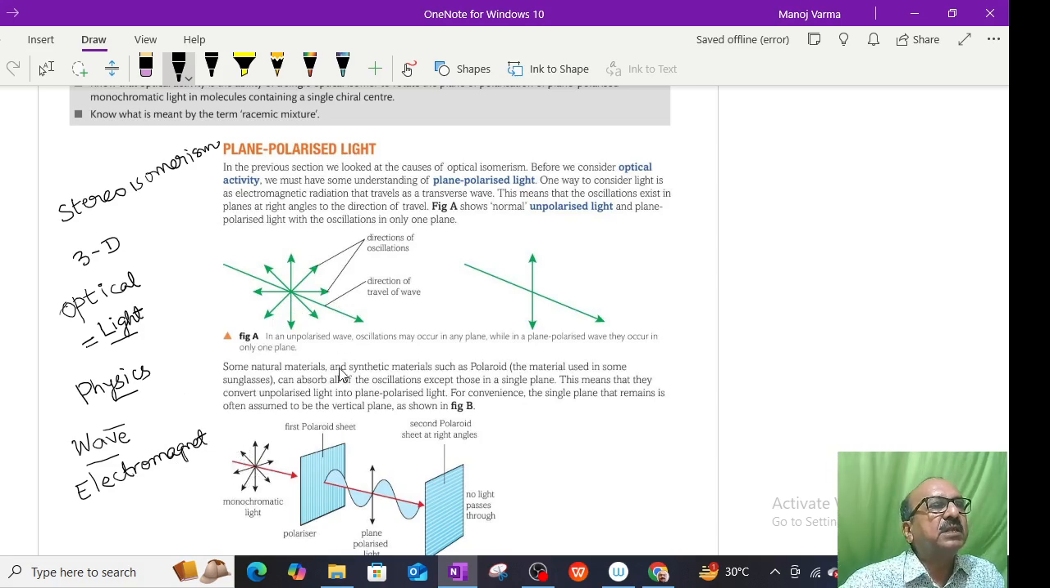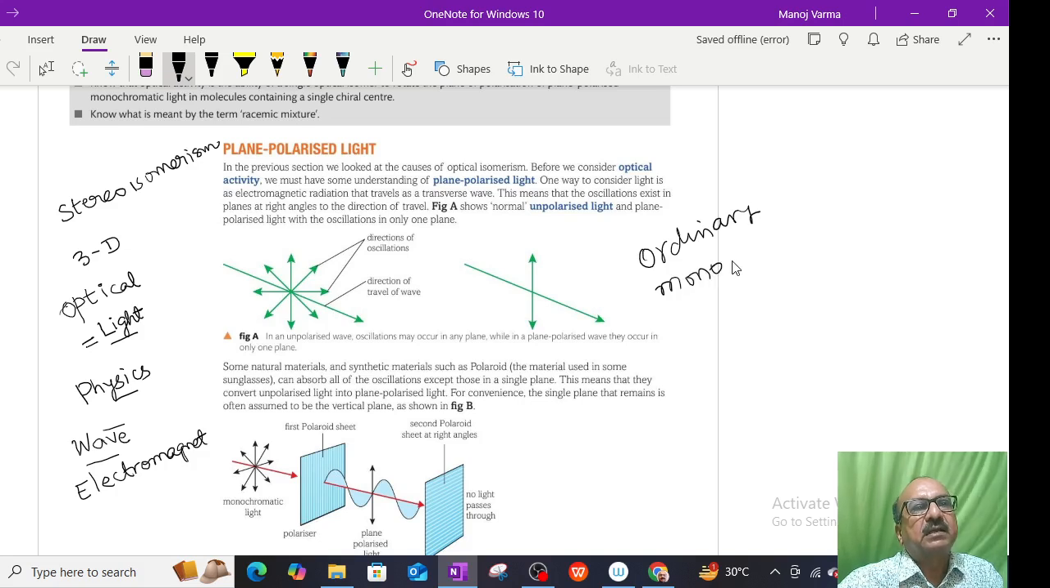And when you consider an ordinary light, and particularly the monochromatic light, which is the light of a single color, then the ordinary light is unpolarized, which means that these electromagnetic vibrations can occur in many different directions, and each of these directions is perpendicular to the direction in which the wave is traveling.